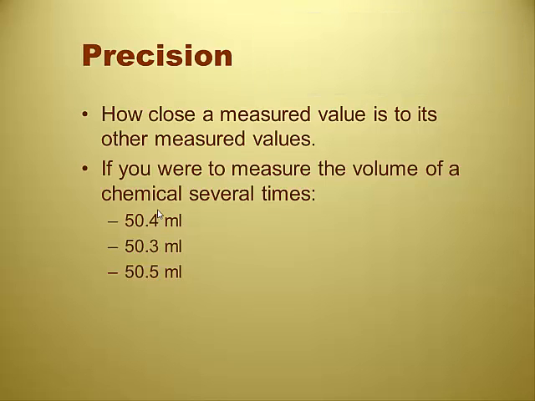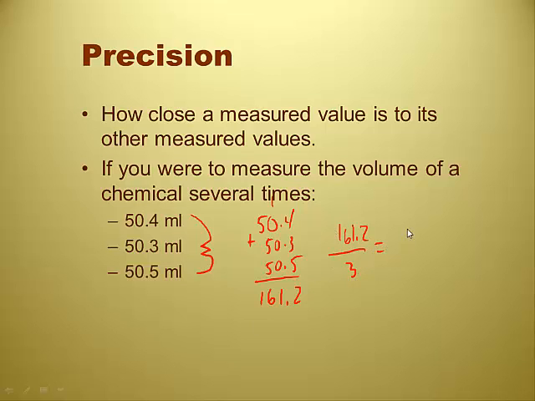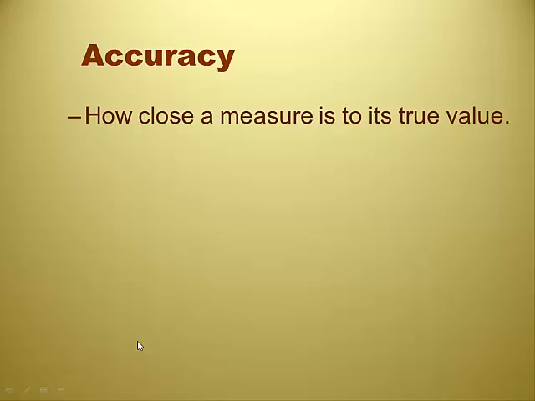What's the average here? How do you take an average, Mrs. G? You add up those three numbers and divide by 3. 50.4 plus 50.3 plus 50.5. Real quick here: 7 and 5 is 12, carry the 1. That's 151.2. So on my handy-dandy calculator, I take 151.2 and divide that by 3, and I get 50.4. That is how close a measure is to its other measures.